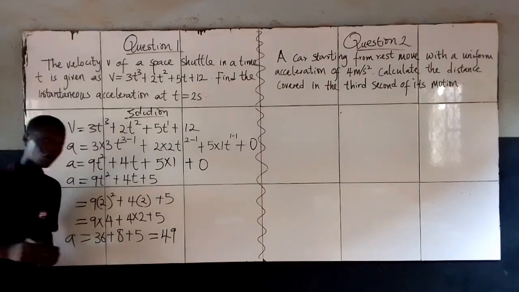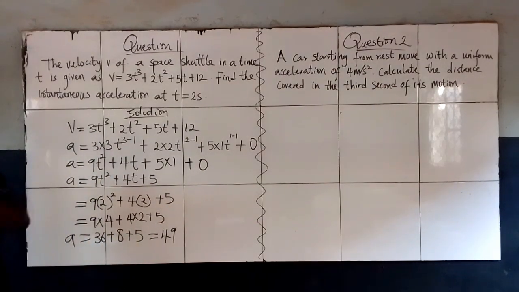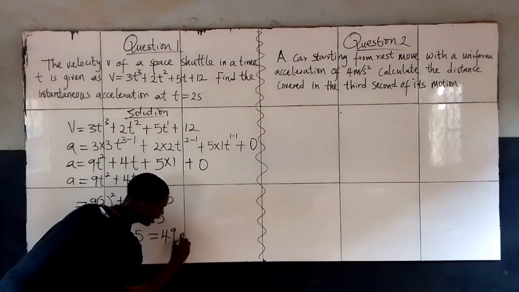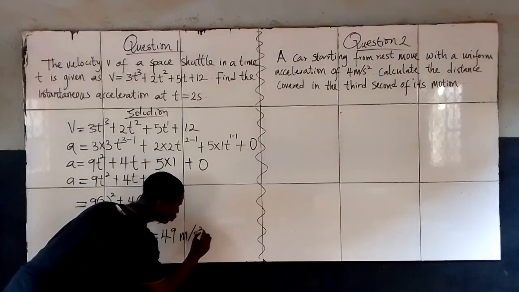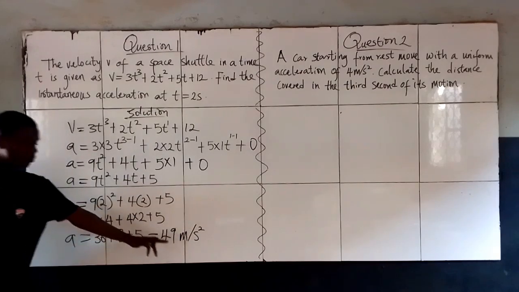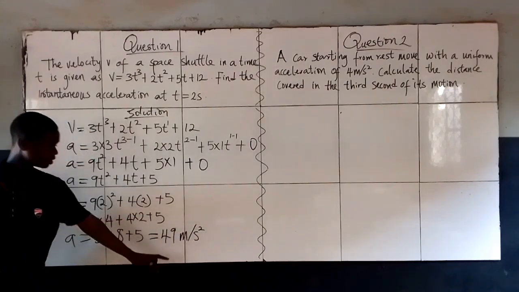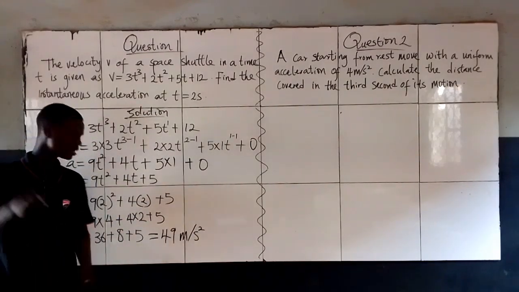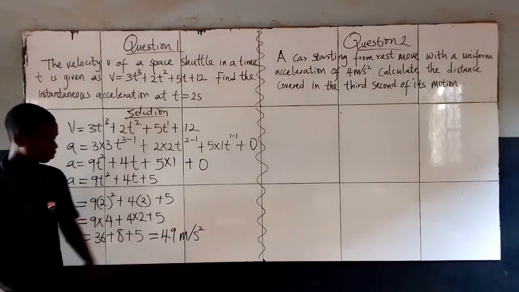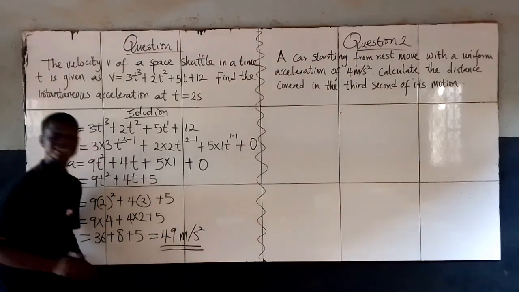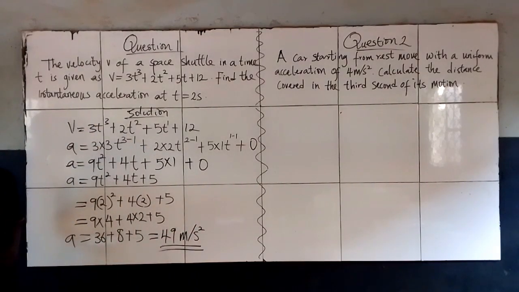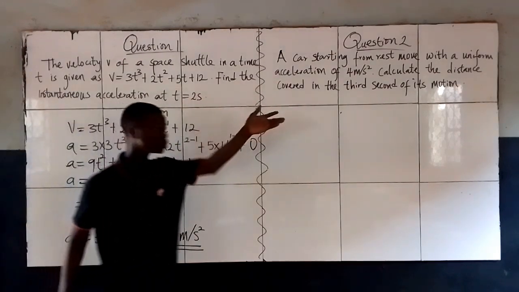49. And we all know that the unit for acceleration in any formula or any place it occurs is always meter per second square. Okay? Or you can write it as ms raised to power -2. But this is the value and this is the answer. So guys, I hope you understand how I got this. So without wasting time, guys, let's quickly go to question 2.